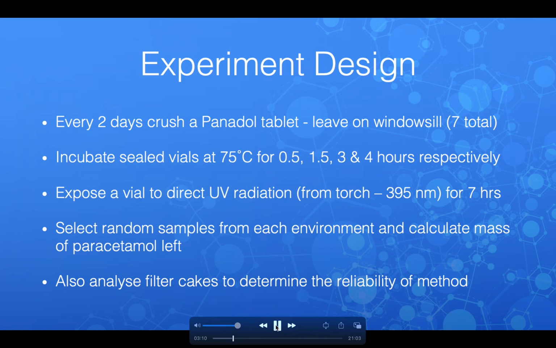I then used a method that I wrote with the help of Dr. Courtney Davey from Victoria University to extract the paracetamol from the samples and determine the mass of said paracetamol. NMR, nuclear magnetic resonance, was then carried out on a few of the samples and pure lab samples to determine the reliability of my method.